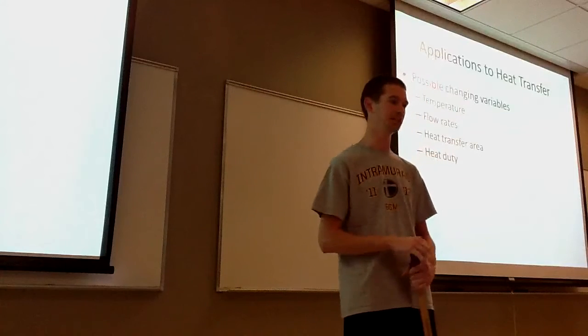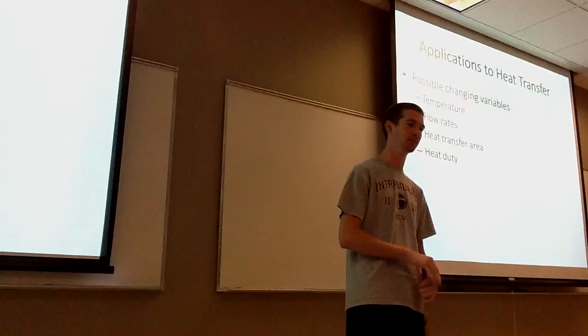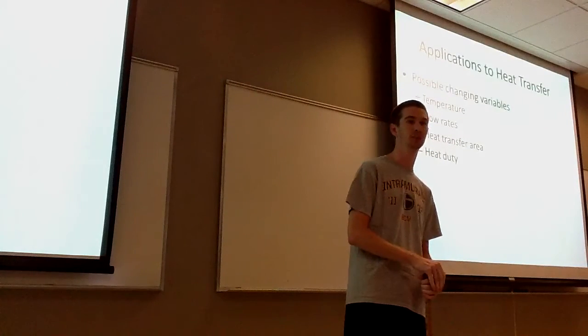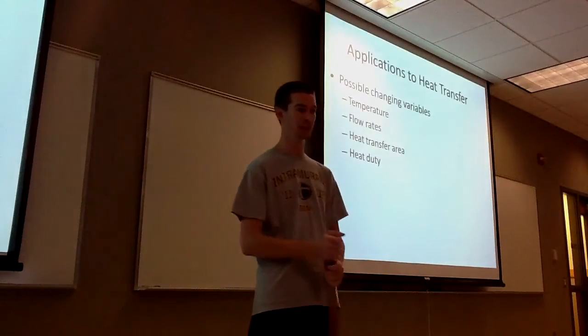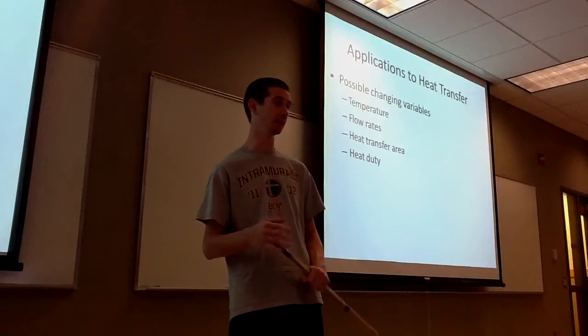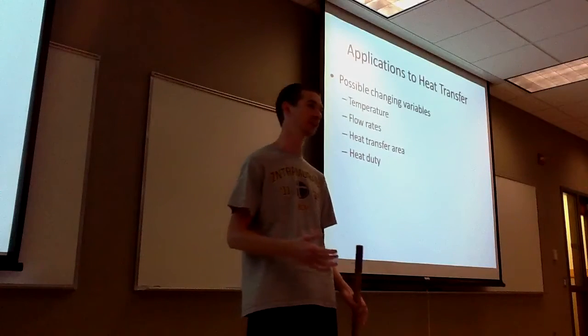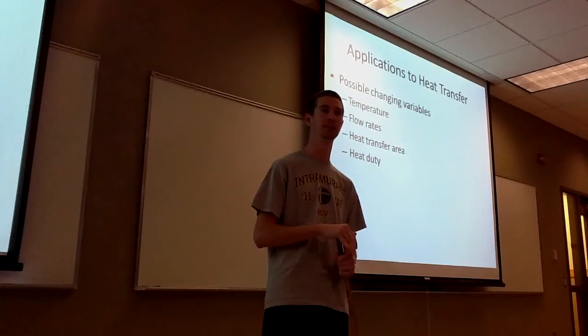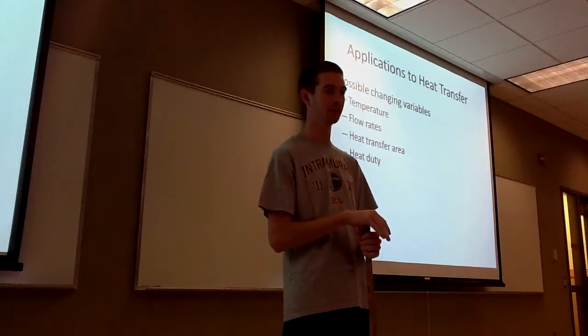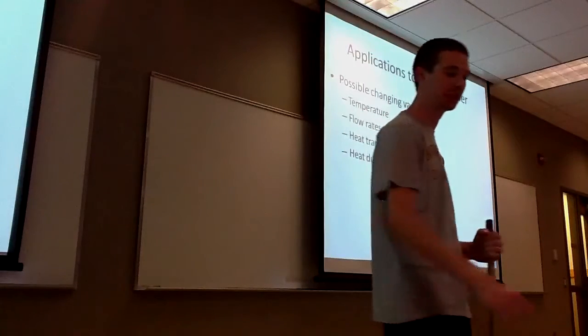For applications to heat transfer, you can have different changing variables. Some of these include temperature, flow rates, heat transfer area, and heat duty. For the performance curve, you can hold some of these constant while changing others and generate different curves, depending on what you're looking at changing in your system, to see how the unit will respond to those changes.